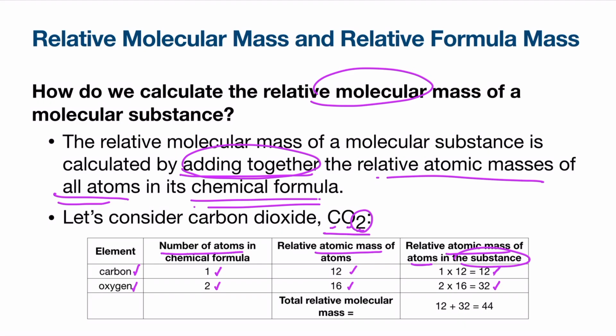And to get the relative molecular mass of carbon dioxide, we are going to add together the relative atomic masses of all atoms in its chemical formula. And that refers to 12 from carbon and 32 from the oxygen equals 44. And again, since this is relative molecular mass, we are not putting any unit here, simply 44. But if we're talking about molecular mass, then that's the time that we are going to write it as 44 u, or atomic mass units.